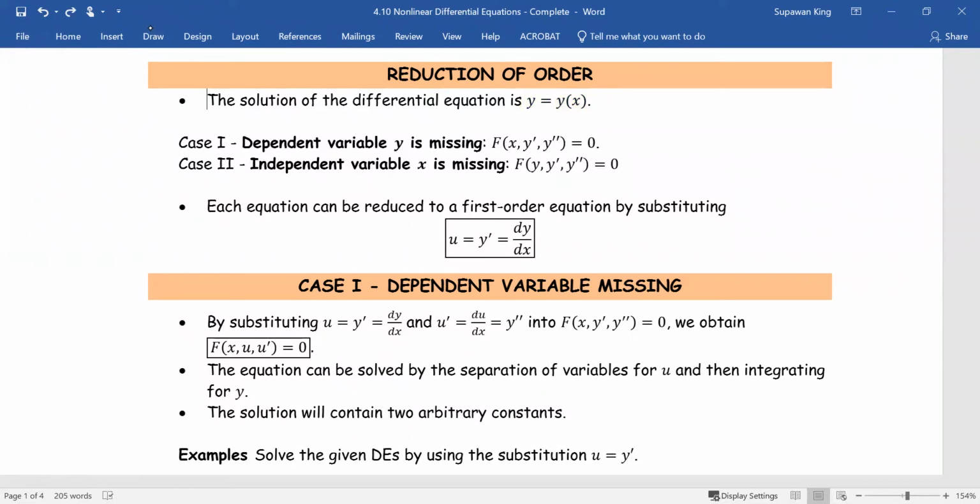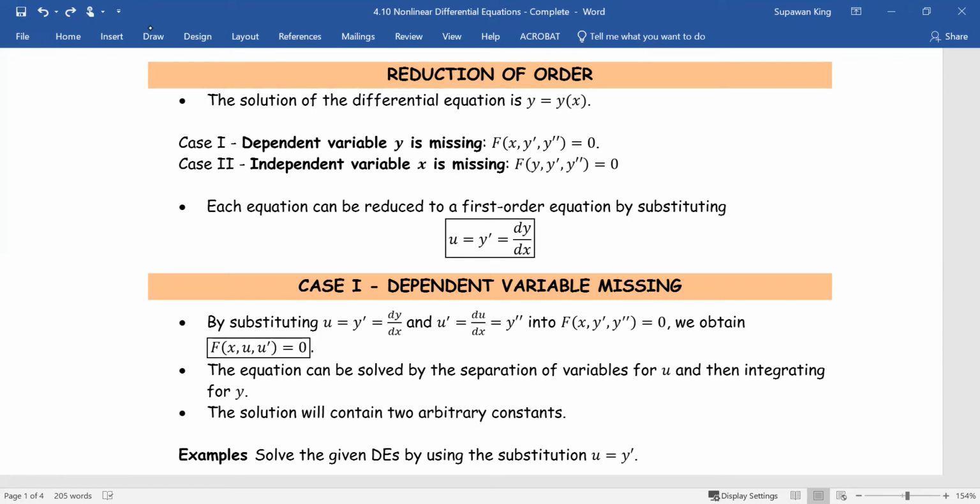Section 4.10 Nonlinear differential equations. In this section, we are going to solve the nonlinear differential equations using the reduction of order technique. The solution of a differential equation is the function y as a function of x. That means x is the independent variable, y is the dependent variable.